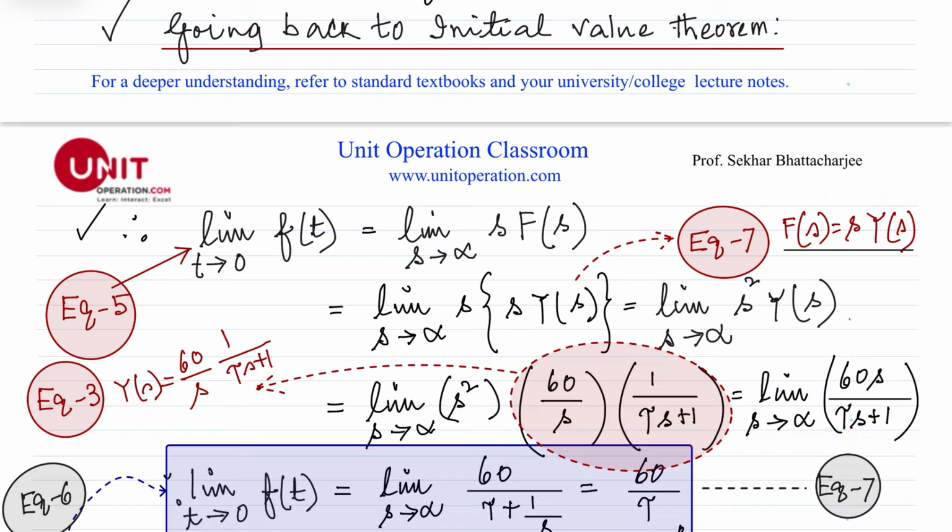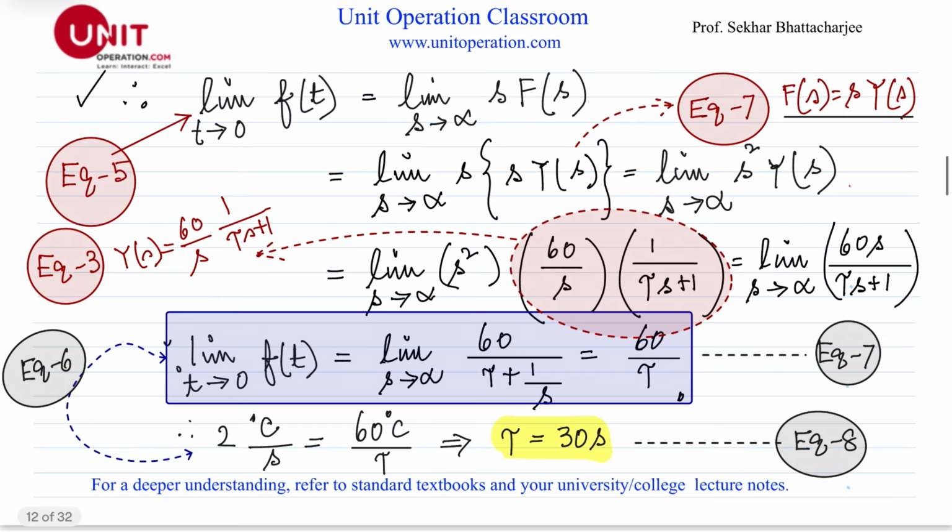We divide by s, the numerator and the denominator. We get 60 by (tau plus 1/s), and as s tends to infinity, this will tend to 0, so this is going to be equal to 60 over tau. And this we know is 2 degrees Celsius per second. So tau is equal to 30 seconds, just the way we have got it.